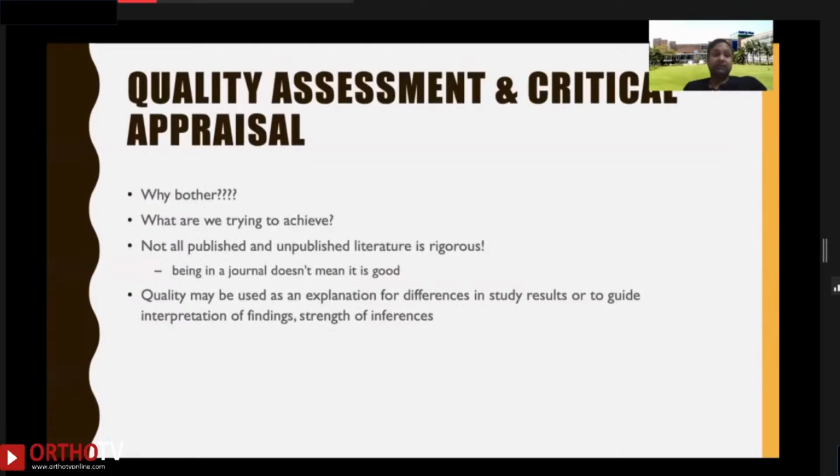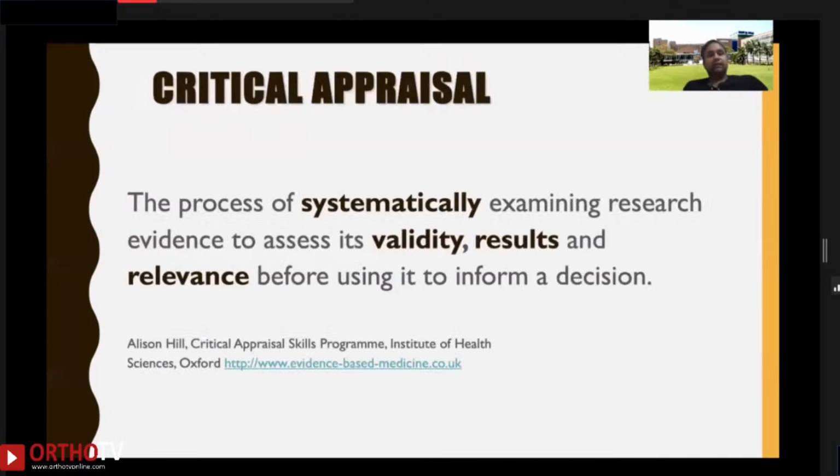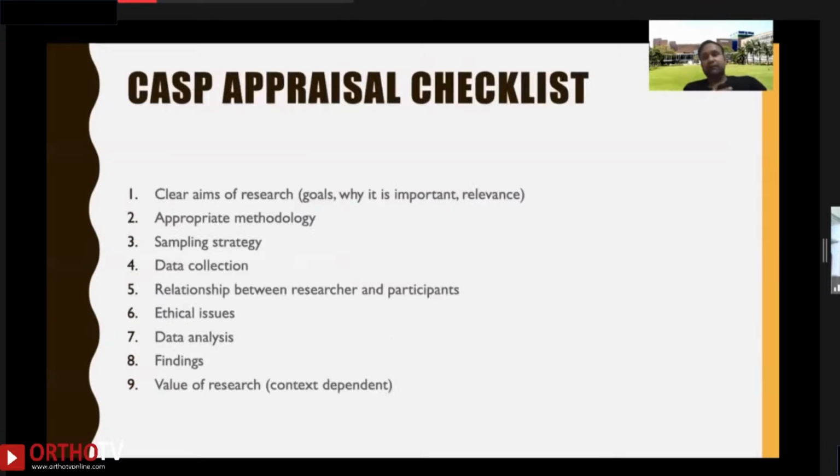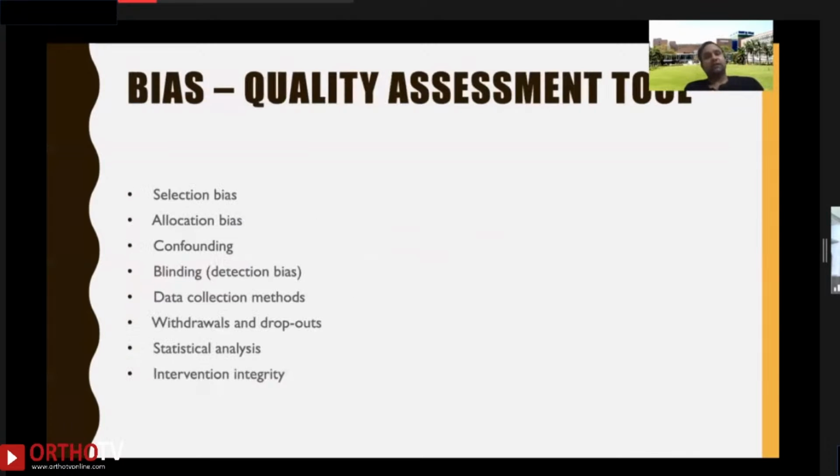Then you also have to appraise whether the data you have extracted is good or not. Not all published literature is good. This is called critical appraisal, where you analyze the validity, results, and relevance of those particular studies. And there are various checklists available, like this CASP appraisal checklist, which you can use for both qualitative and quantitative studies.